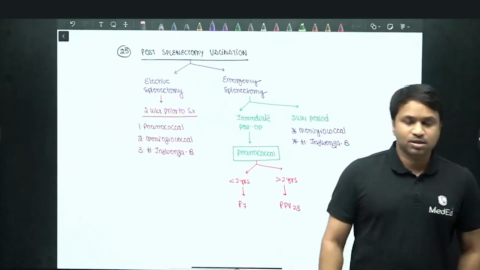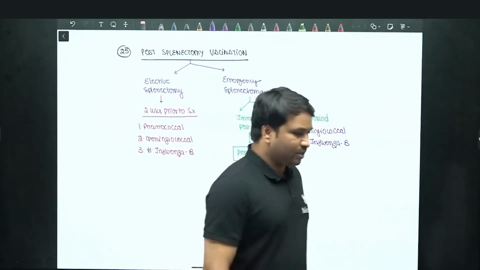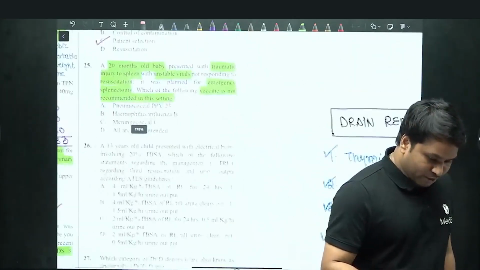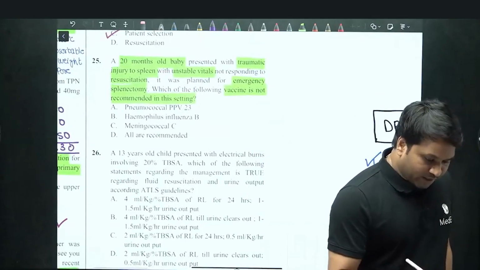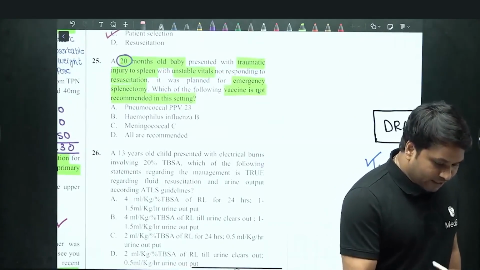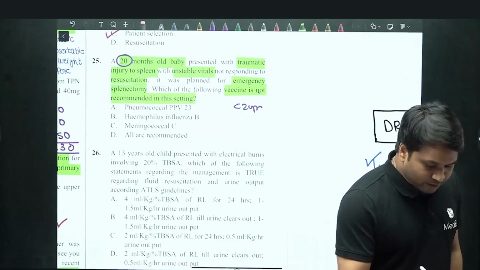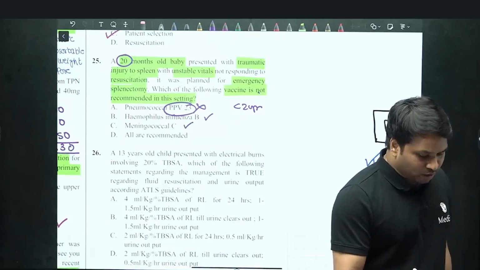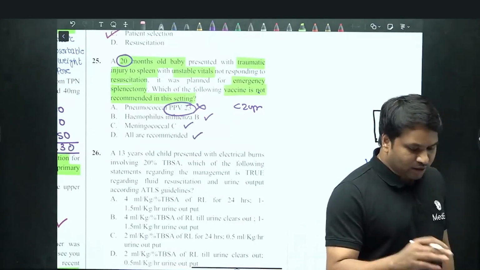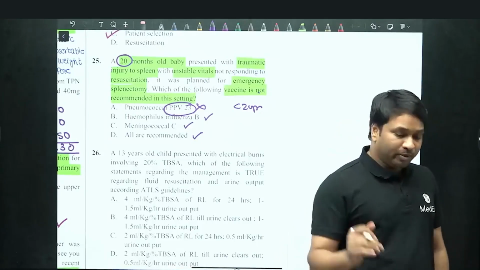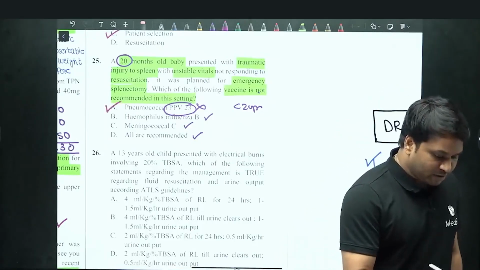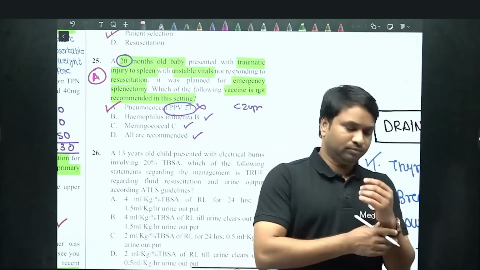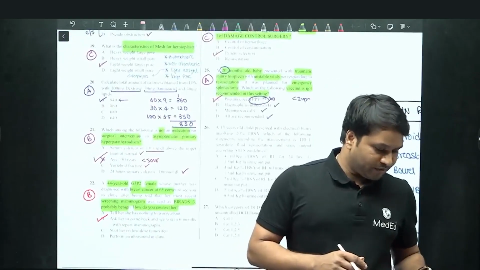Right. So this is the post-splenectomy vaccination that you should be aware of, right? So coming back to our original question, which vaccine is not recommended? Now see, here it is 20 months, that means less than 2 years. In less than 2 years, I will not give PPV 23, I will give PPV 7. H influenza, meningococcal, all vaccines are recommended, but PPV 23 will not be given. I will give you PPV 7. The answer here is A for Ahmedabad. Clear?